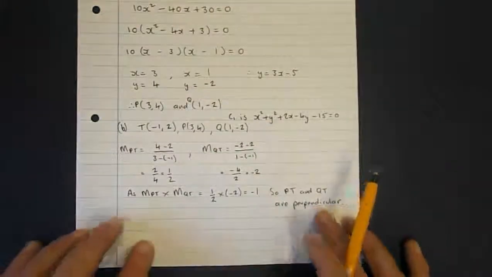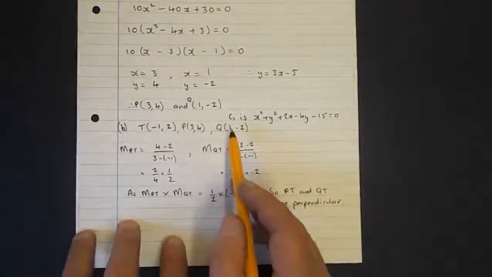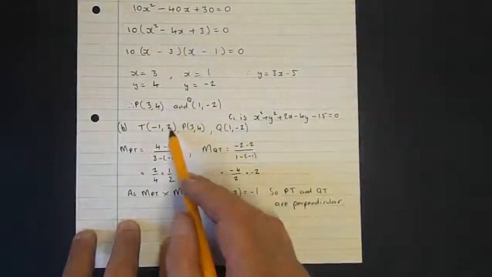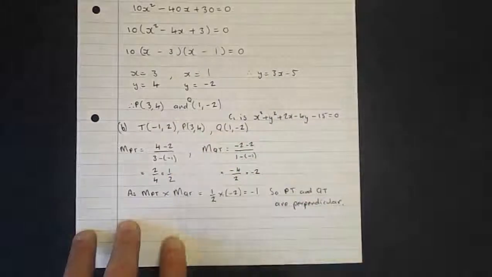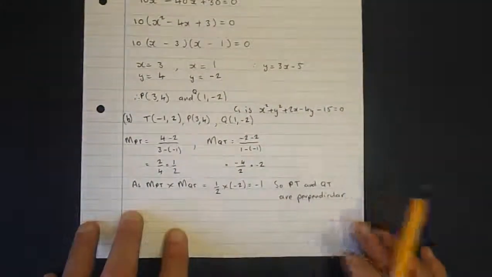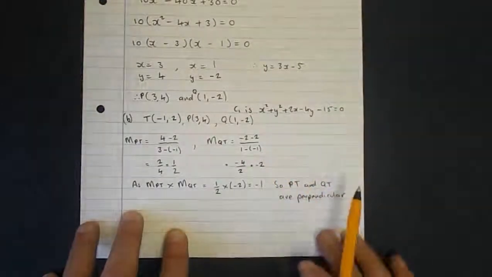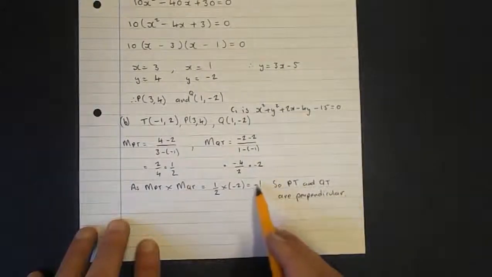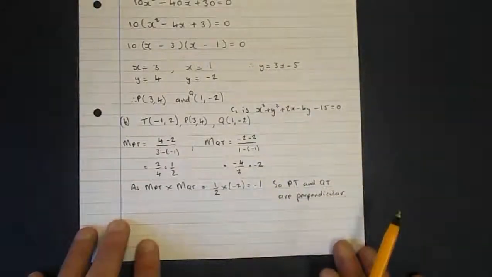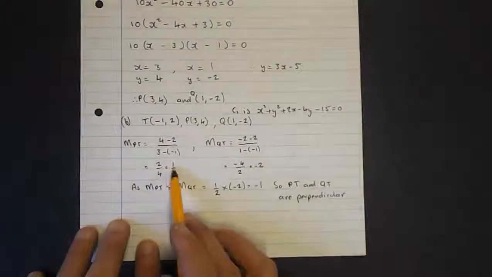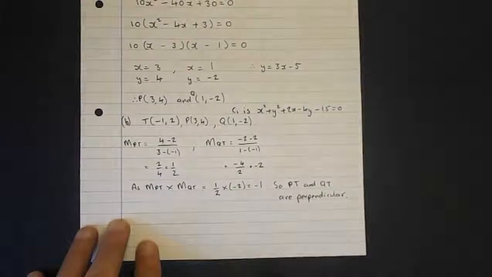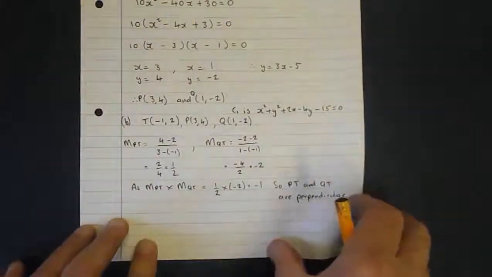The gradient of Q to T, you can now see: negative 2 take 2, get the right one, over 1 take minus 1. Negative 2 take 2 is negative 4. 1 add 1 is 2. That gives you negative 2 there. Now, a half times negative 2 gives you negative 1. So if two lines are perpendicular to each other, the gradient of one times the gradient of the other gives minus 1. So PT and QT are perpendicular.